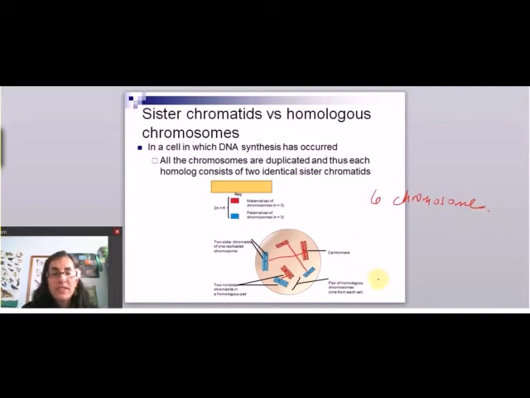How many chromatids are there? Well, each one of the chromosomes is made up of 2 sister chromatids right now. So this is actually 12 chromatids. But again, because these two are just identical copies of each other, that's only representing 1 chromosome.